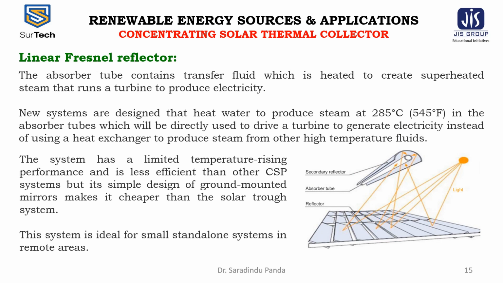The absorber tube contains the transfer fluid, which is heated to create the superheated steam that runs a turbine to produce electricity. New systems are designed that heat water to produce steam at 285 degrees centigrade in the absorber tubes, which will be directly used to drive a turbine to generate electricity instead of using a heat exchanger to produce the steam from the other high temperature fluids.